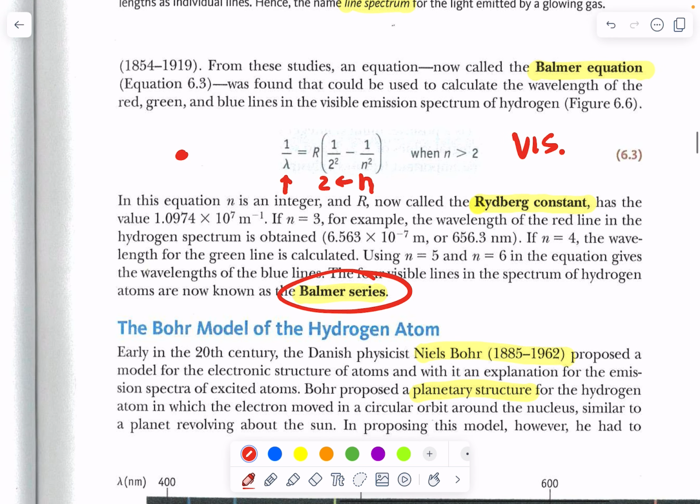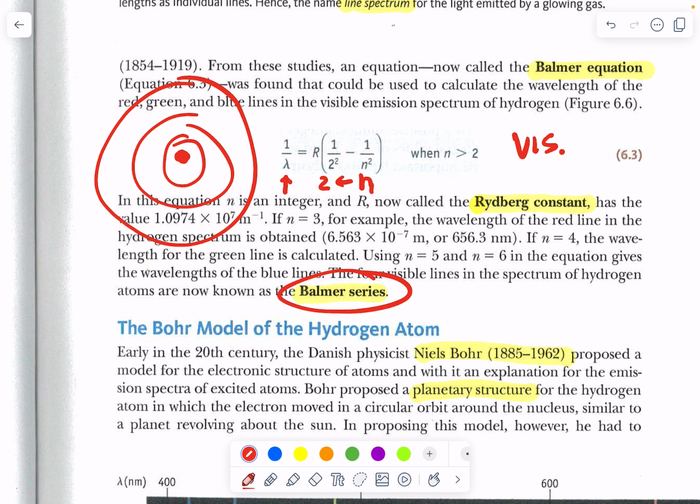So if you think of the nucleus right here being made up of protons and neutrons, I'm representing it by a big dot for simplicity's sake. And we have an energy level, another energy level.